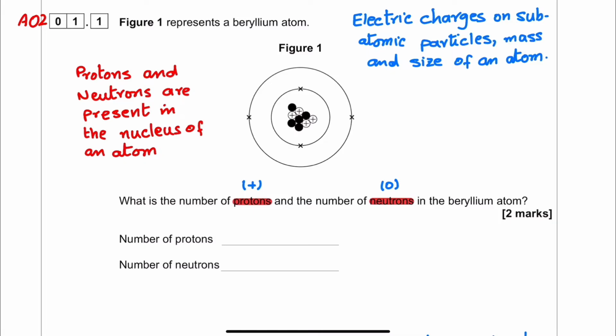The number of protons is 4, but if we count the number of neutrons in the nucleus, there are 1, 2, 3, 4 and 5. So the number of protons is 4 and the number of neutrons is 5.